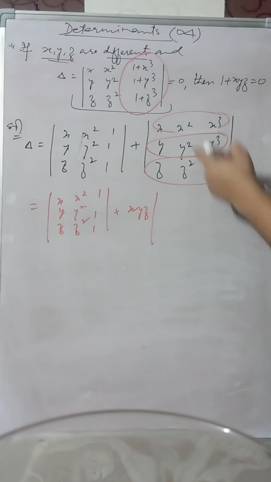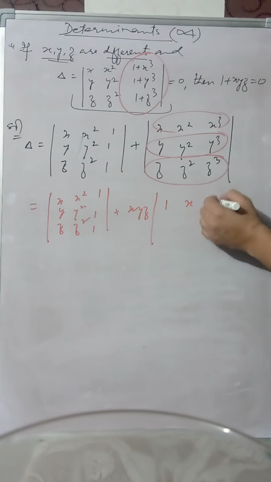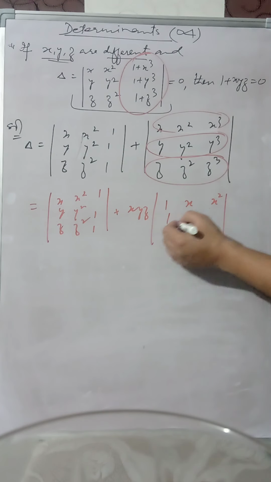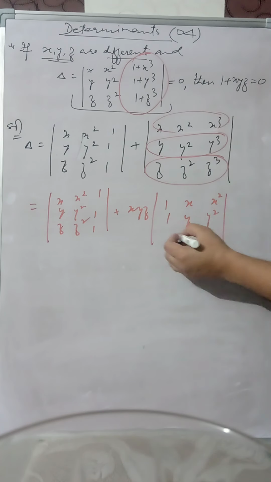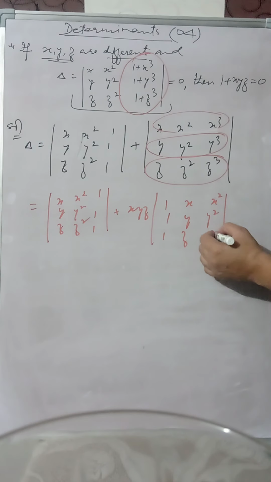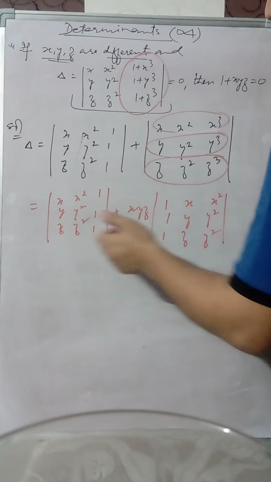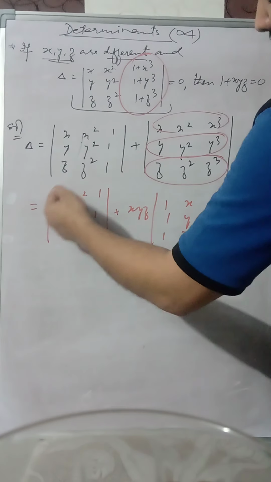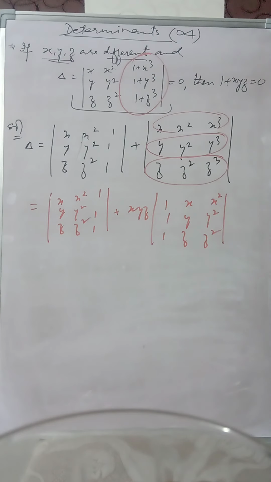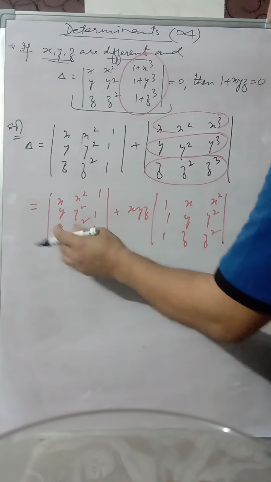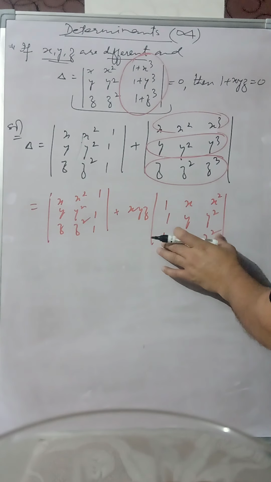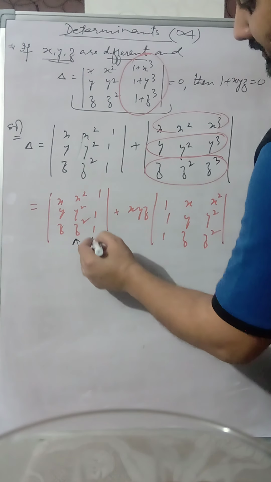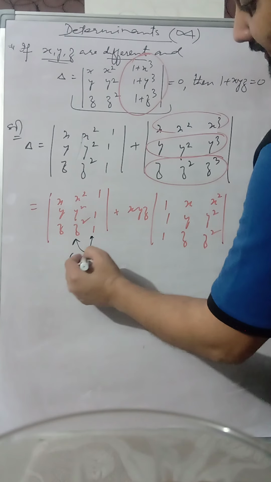When x is taken out, what are you left with? 1, x, x square. Here you're left with 1, y, y square. Here you're left with 1, z and z square. Now these two determinants appear to be the same, but there's a difference. Whatever is the first column here is column number 2 here, so I have to rearrange them. I rearrange this one, interchanging C2 and C3.